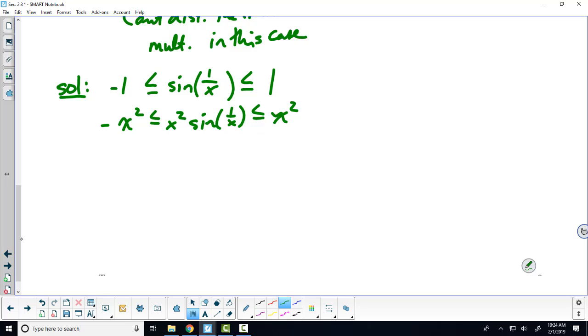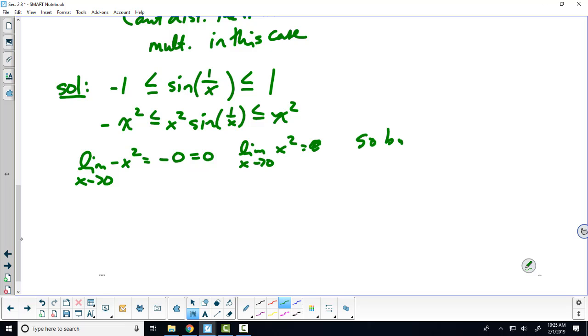Let's just look at the limit as x approaches 0 of minus x squared. What does that give us? 0. If we apply direct substitution, we get negative 0, or 0. And the limit as x approaches 0 of positive x squared? 0 squared, or 0. Now we can go ahead and apply the squeeze theorem. By the squeeze theorem, the limit as x approaches 0 of the middle function must also equal 0.